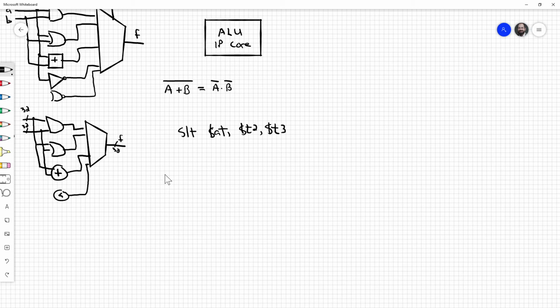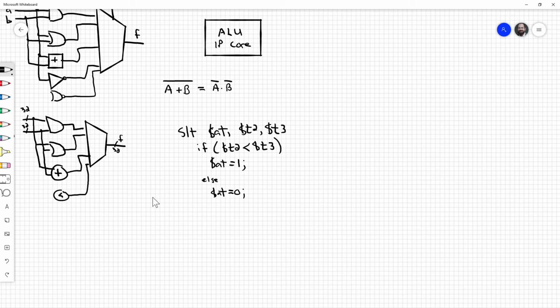The pseudocode for that is: if T2 is less than T3, then that value of AT is set to 1, else it's set to 0. That's the pseudocode for it. We're not actually implementing branches and things like that in our logic implementation.